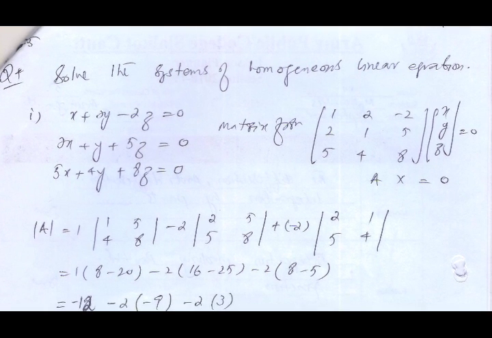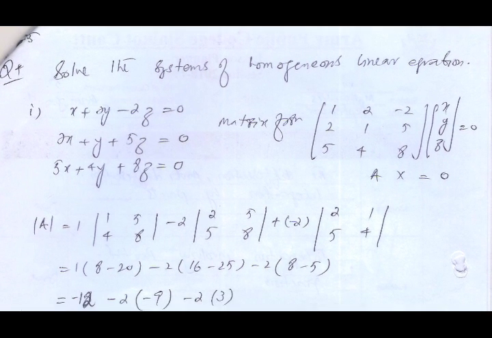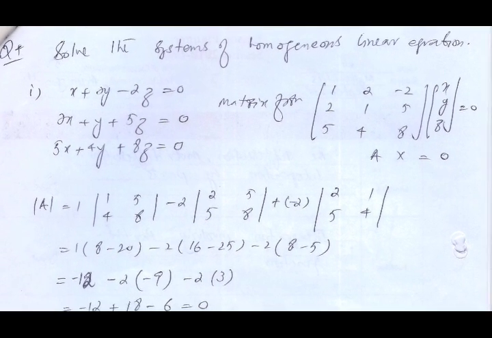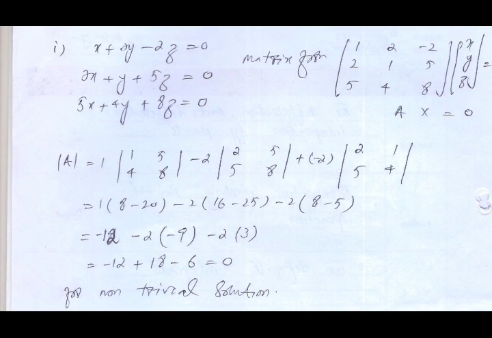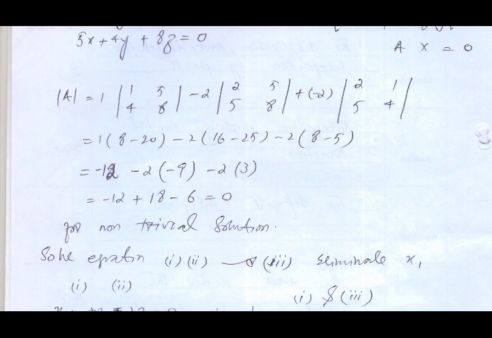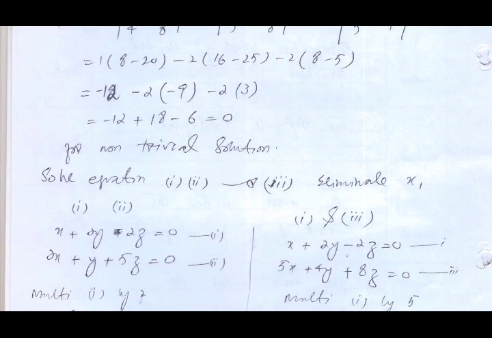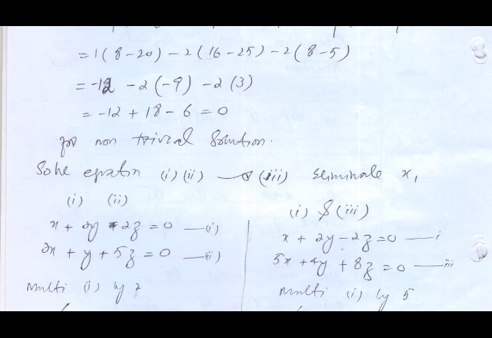Now in question number 4 we solve the system of homogeneous equations. First we find a determinant which is equal to 0, and the first solution of these equations is 0 0 0. If we put x0, y0, z0, it satisfies these equations. This solution is called the trivial solution. Now to find other solutions, we solve these equations simultaneously. Solve equations 1, 2 and then 1 and 3.